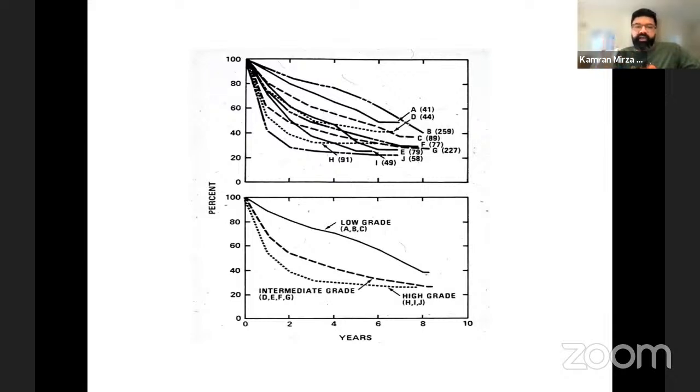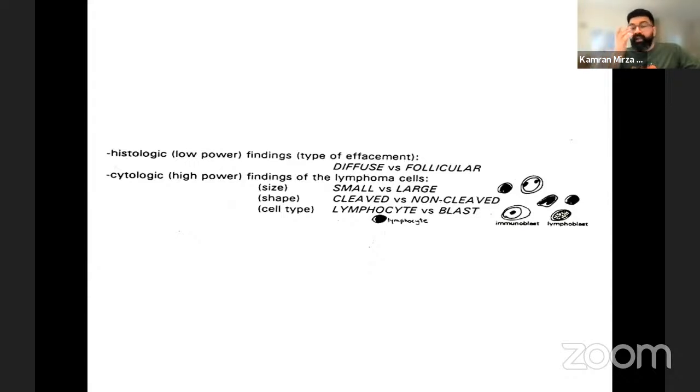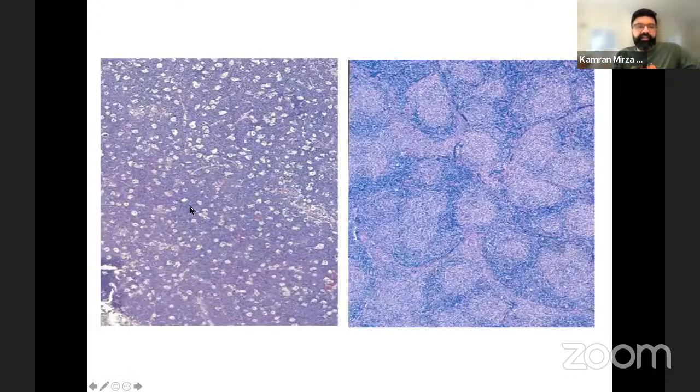They found out that they are either low grade, in which they do really well, high grade, in which they do really poorly, and then there are ones in the middle, which are intermediate grade. So although we always say Hodgkin lymphoma versus non-Hodgkin lymphoma, we should be familiar with which ones are low grade, which ones are high grade, and which ones are intermediate grade. We also look at them. When we take a look at them, we can see, do they look like this on the left, or do they look like nodules on the right?